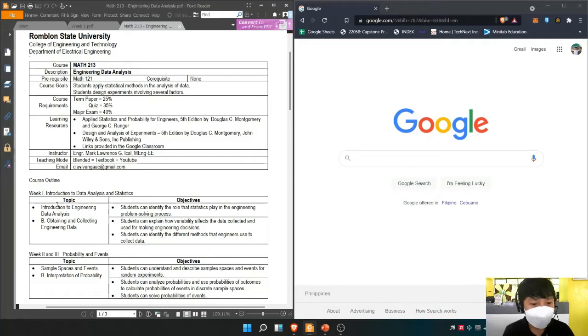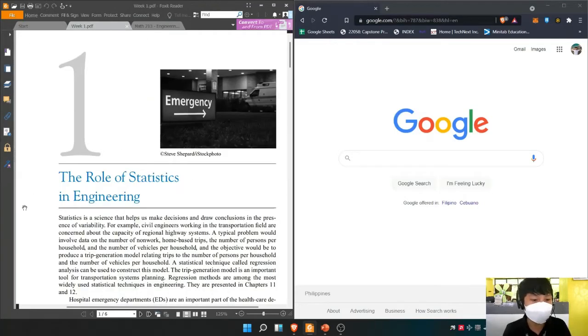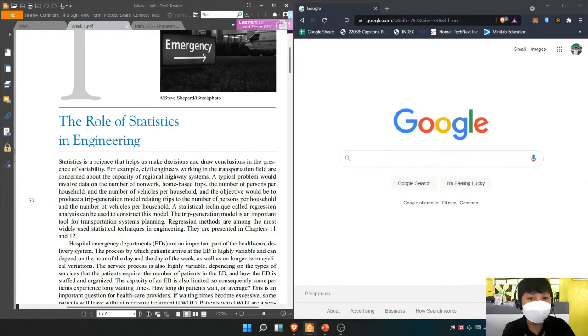Also, you're going to learn how to explain how variability, which we will talk about later, affects data collected and used for making engineering decisions. And students can identify the different methods engineers use to collect data. For this topic, we're going to stroll a bit on stats.